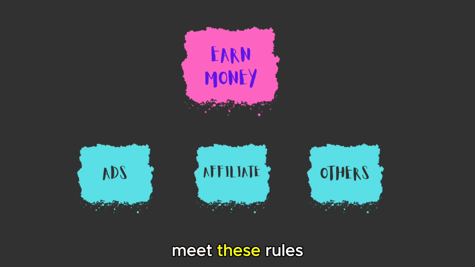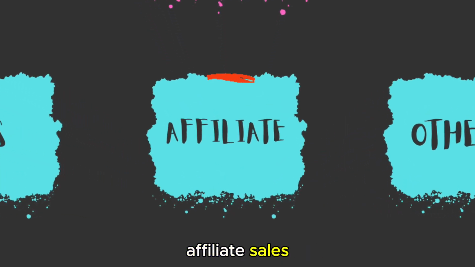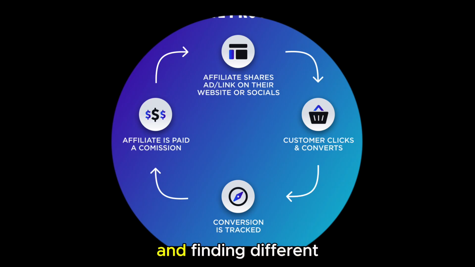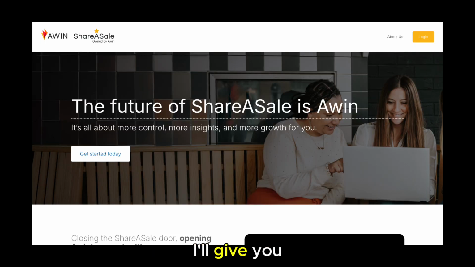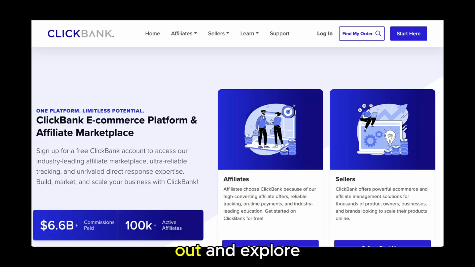Without needing to meet these rules or requirements, you can also make money through affiliate sales. This involves researching and finding different products, then selling them on a commission basis. I'll give you a few example websites you can check out and explore. You can find products there that are suitable for marketing.